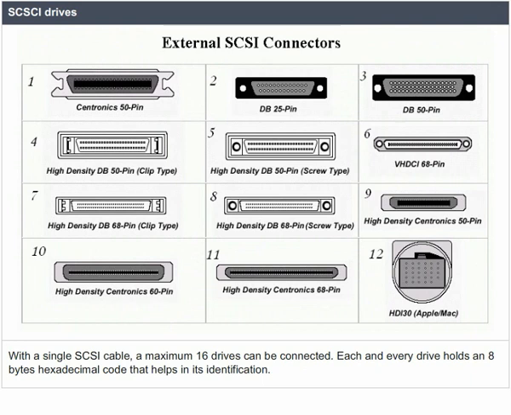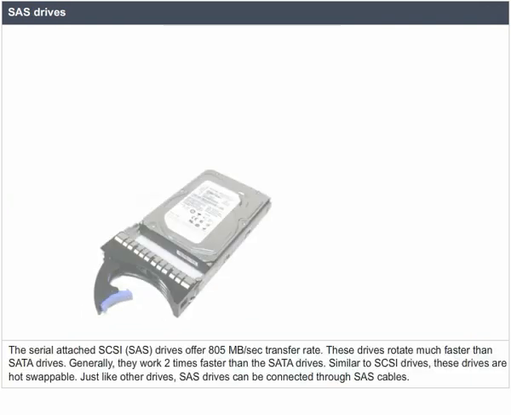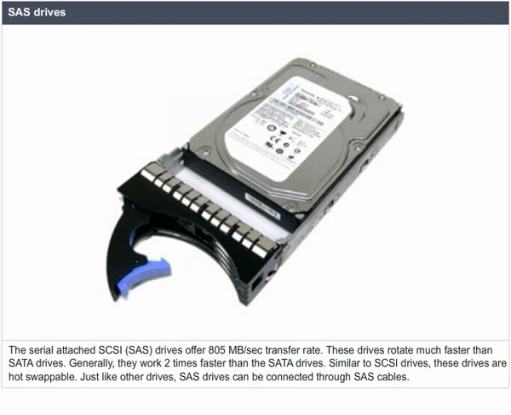SAS drives. The Serial Attached SCSI, SAS, drives offer a transfer rate of 805 MB per second. These drives rotate much faster than SATA drives. Generally, they work 2 times faster than the SATA drives. Similar to SCSI drives, these drives are hot swappable.